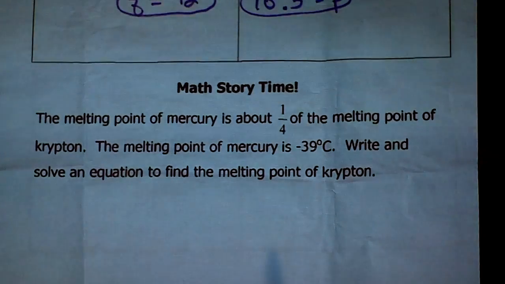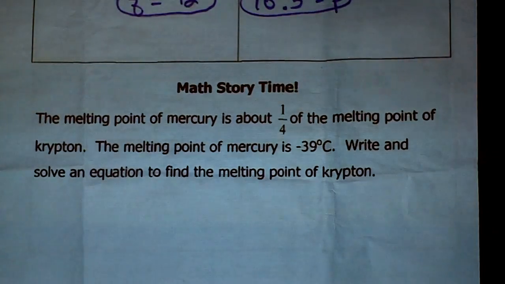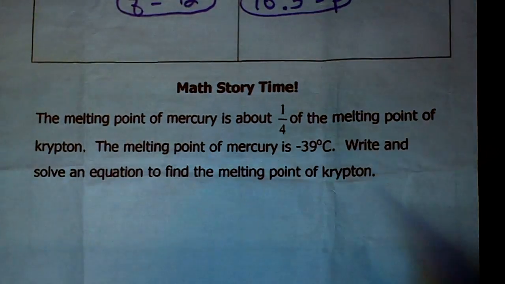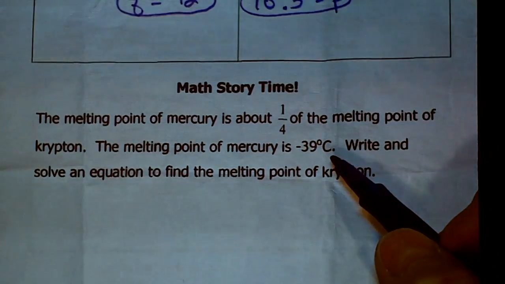It's a science story. The melting point of Mercury is about 1/4 of the melting point of Krypton. The melting point of Mercury is negative 39 degrees Celsius. Write and solve an equation to find the melting point of Krypton. Okay. Whew. So we're not just figuring out the value, we actually have to set up an equation too.